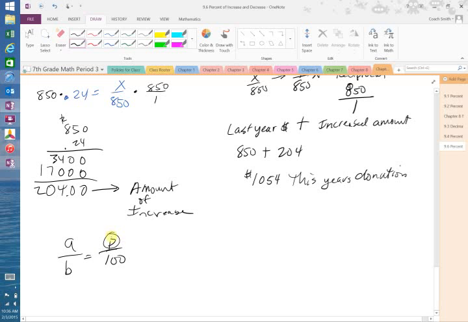Okay? This is obviously percent. This is the total. Okay? And here it would be the original. And then your A would be the amount of change. Okay? And so what they did is they plugged in A over 850 is equal to 24 over 100.